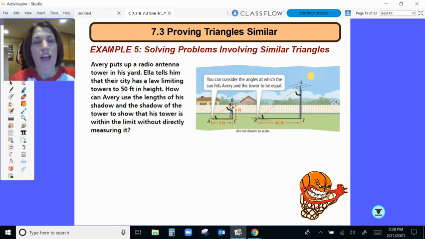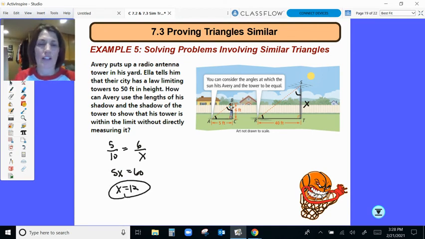So I'm going to set up 5 over 10 equals 6 over, we're going to call this X. So 6 over X. It looks like it's a 1/2 proportion, right? So it should be 12. We'll go ahead and calculate it anyway. So 5 times x equals 60. So x equals 12. And it looks like that's well within the height limit. It's only 12 feet, so they are good to go.